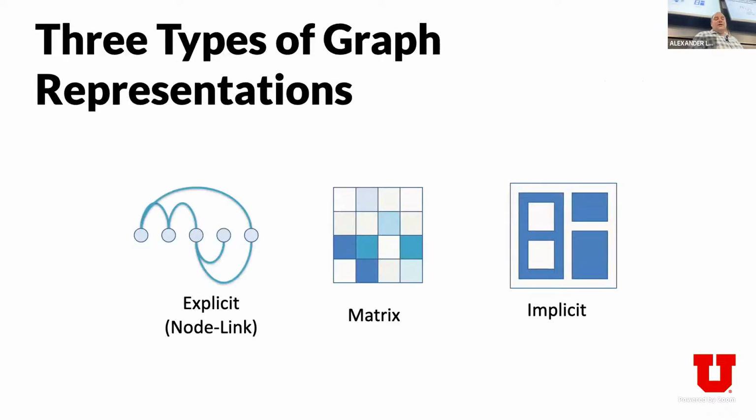Then we have three fundamental types of graph representation, and we already came up with two of those: the node-link diagram and the adjacency matrix. And then we have a third one that is specific for trees, the implicit layout. We'll talk about all of these.